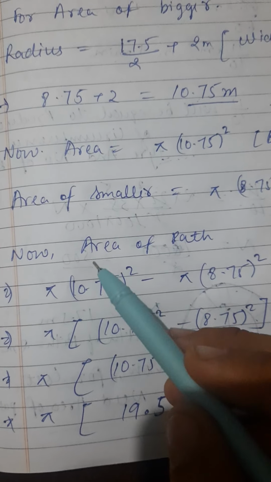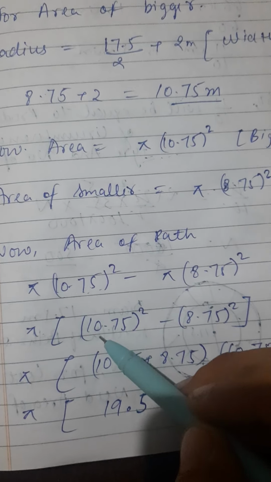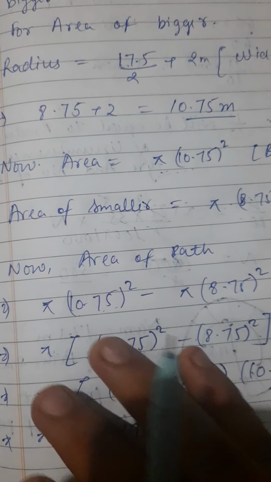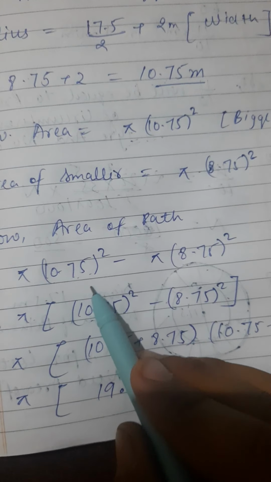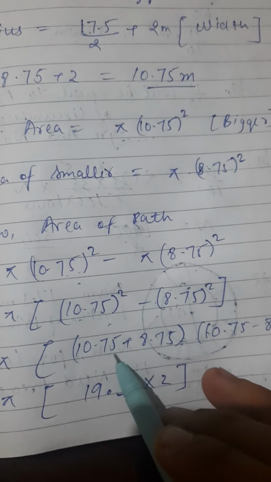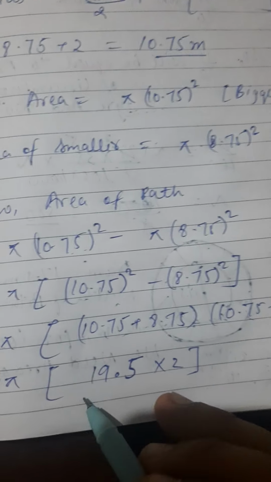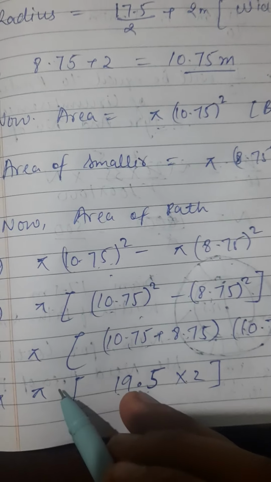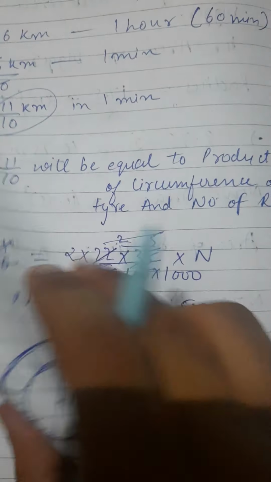We have taken pi common from both terms, and simply write 10.75 square minus 8.75 square in the bigger bracket. Now inside this, as we have learned in class 9th, that a square minus b square is equal to a plus b and a minus b. So we just simply add these two and subtract these two, which will be 19.5 and 2. So pi into 19.5 into 2 will be the area of this one shaded region. So we have just simply multiplied it, and we have got 39 pi from here.